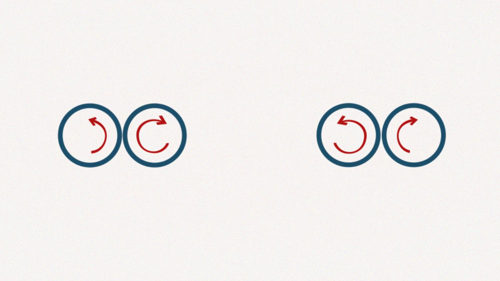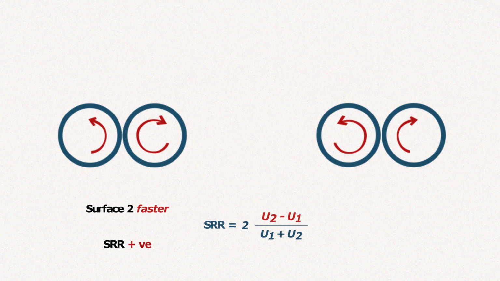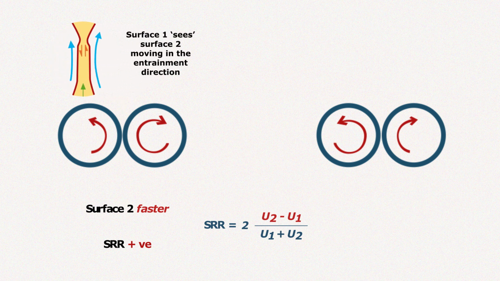Slide roll ratio can also take either a positive or a negative value, depending on whether the direction of sliding matches or opposes the entrainment direction. This depends on how we define direction of sliding. The definition we've used here, which applies on all PCS tribometers, considers positive sliding to be when surface 2 is faster than surface 1, where surface 1 is the component used for friction measurement.